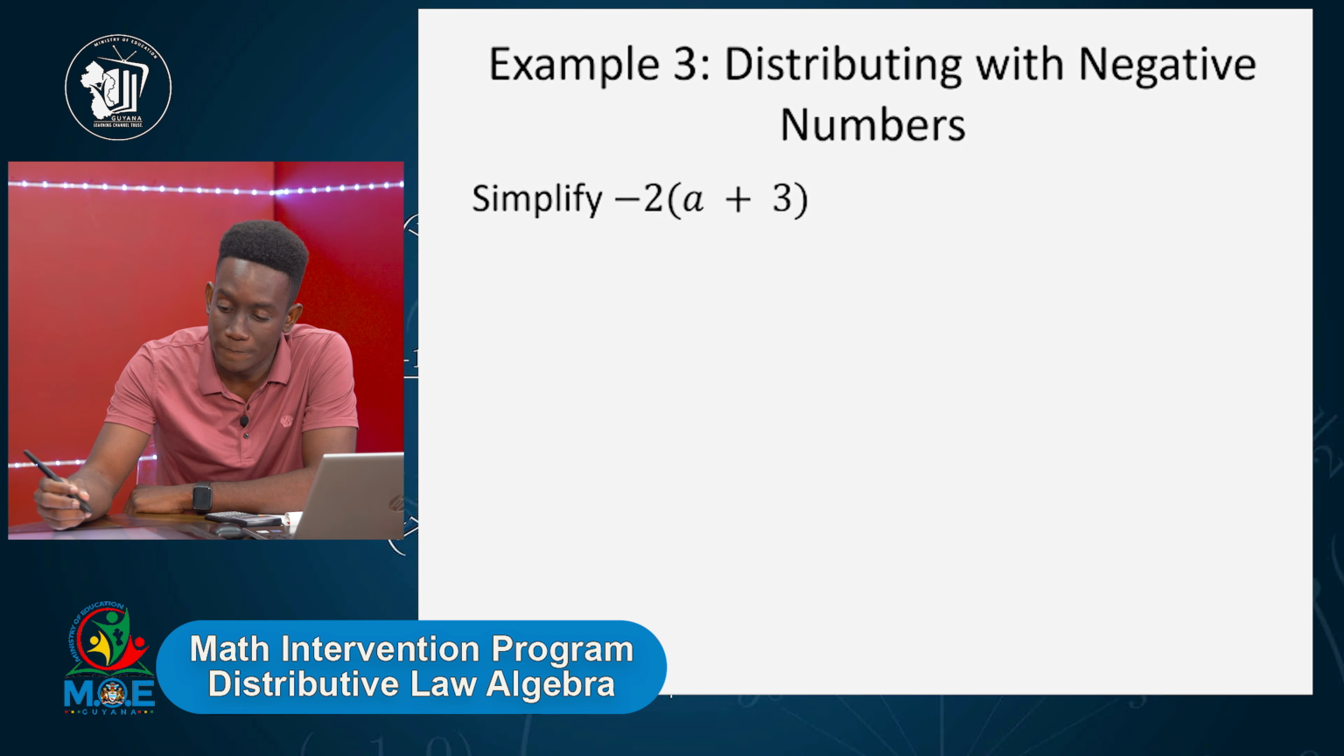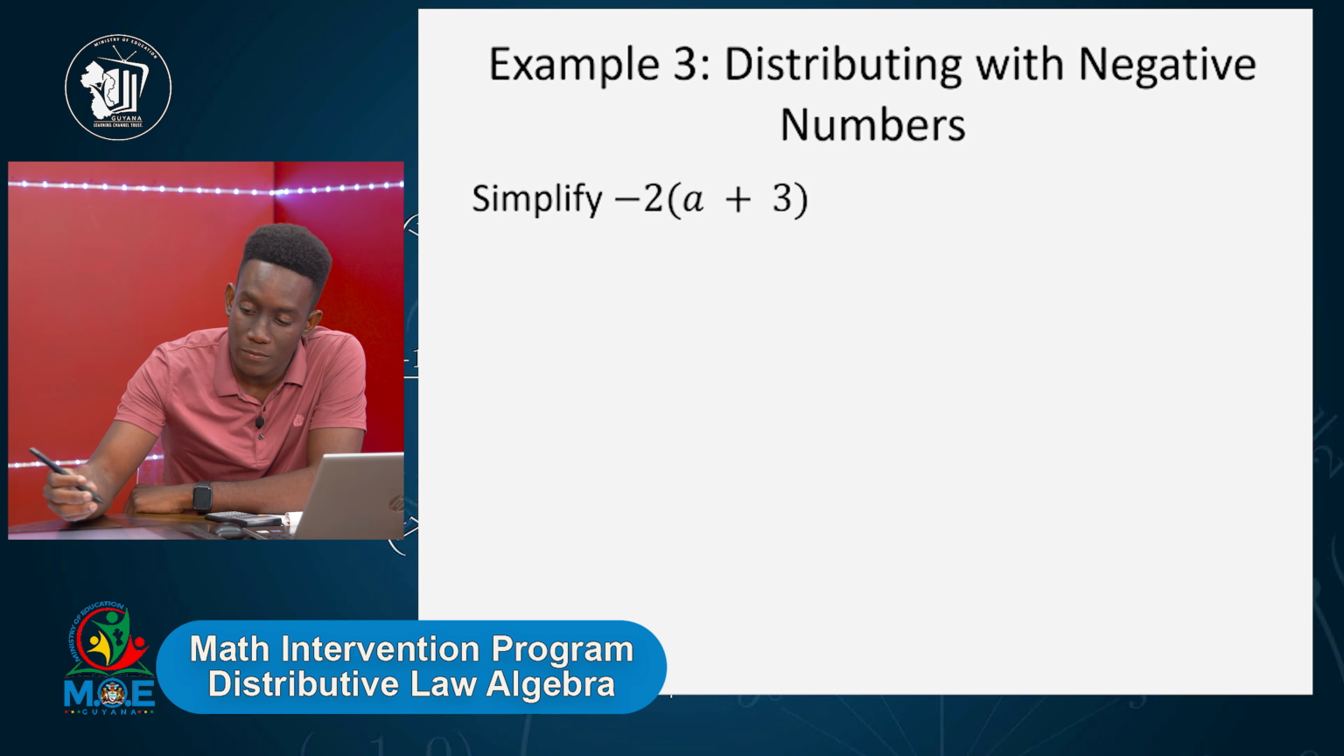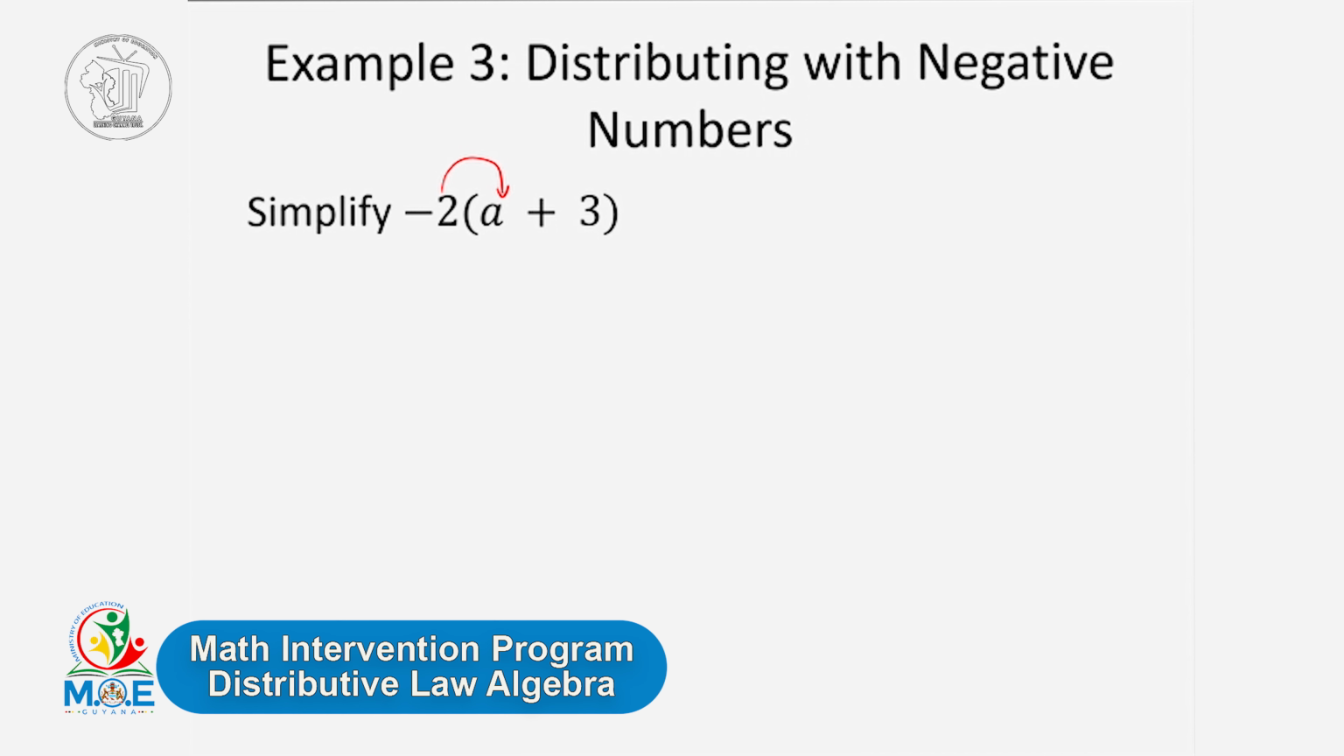Let's carry on to another one. So we have negative 2, open bracket, a plus 3, and you're asked to simplify this. So we see this negative 2 now is multiplying the a. So negative 2 times a would give me negative 2a. And now we have negative 2 multiplied by positive 3. So we know a negative times a positive would give me a negative, and 2 times 3 would give me 6. So this answer would be negative 2a subtract 6.